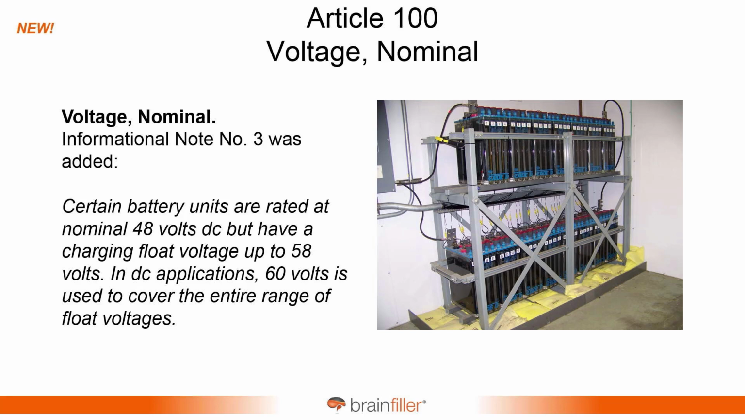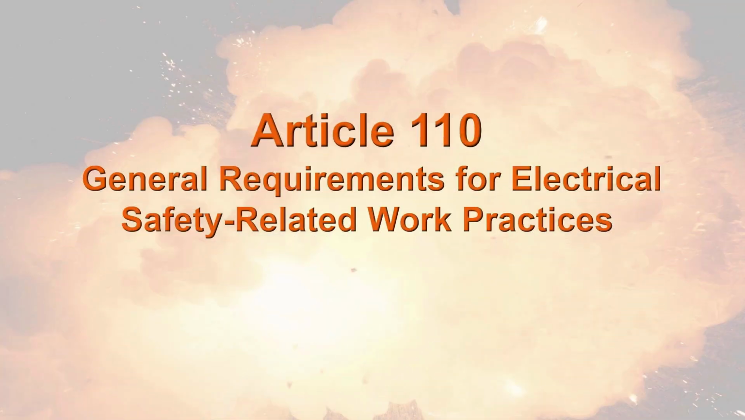So there was some language added just referring to DC applications where 60 volts is used to cover the entire range of float voltages. Article 110, a lot of reorganization to Article 110. And the reason for this, 110 is considered the most important article because that gives you all of the general requirements. The way NFPA 70 is organized, 110 defines the general requirements.